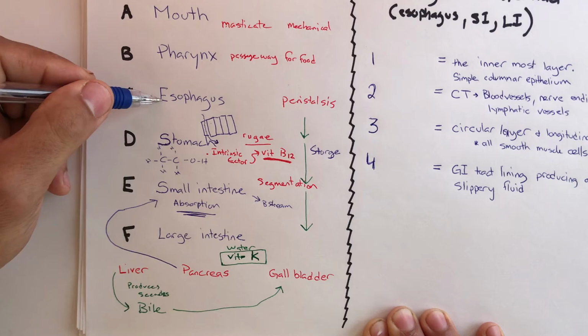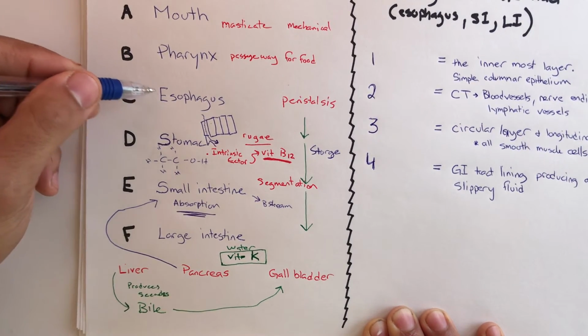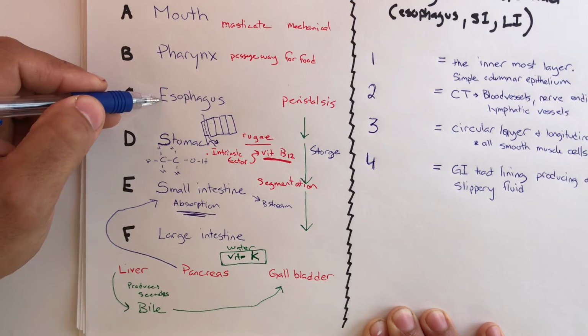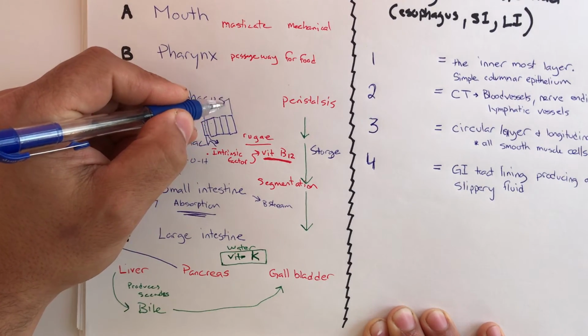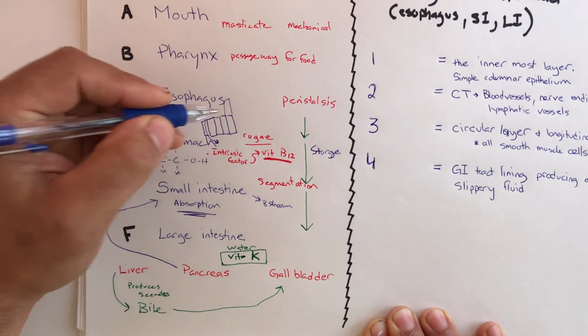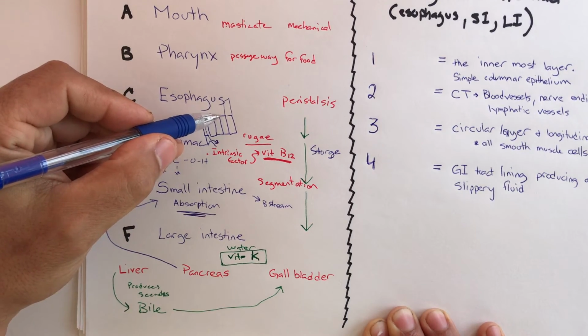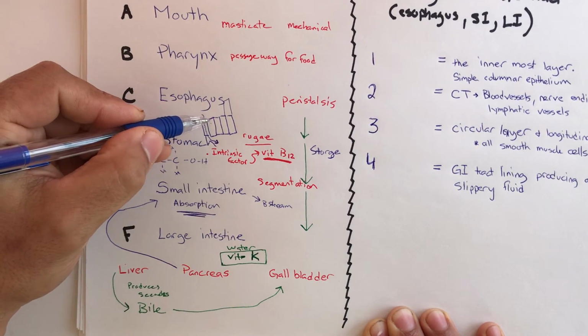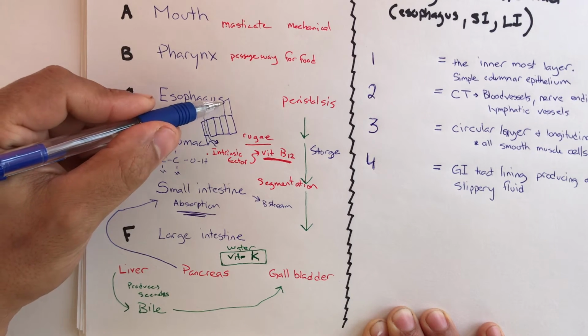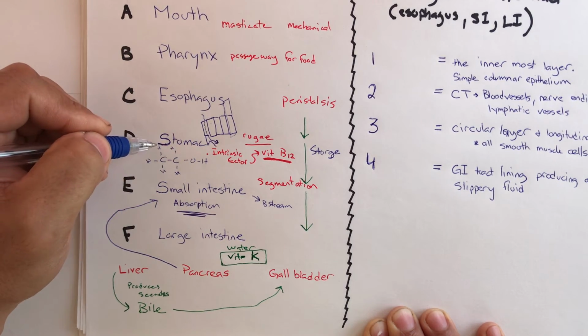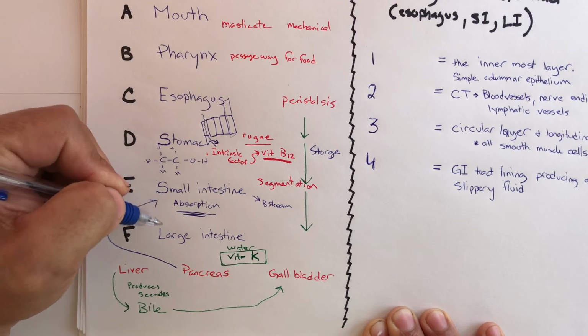However, the esophagus actually has stratified columnar. This way, there's extra protection, because imagine all that friction that occurs every time we swallow food, we'd be bleeding in no time. So the esophagus actually has stratified columnar, but the stomach has simple columnar. The small intestine has simple.